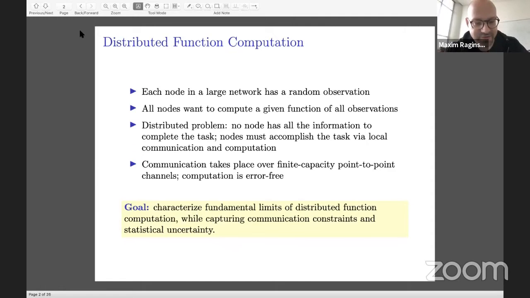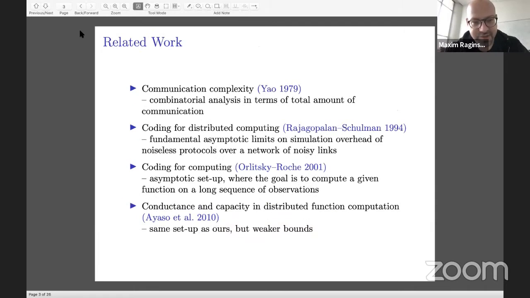So our goal is to characterize fundamental limits of distributed function computation, taking into account constraints on communication and also statistical uncertainty. So let's first give our dues to related work in computer science, starting with the groundbreaking work of Yao from the 1970s. There's a lot of work on communication complexity, which is mostly combinatorial and essentially counts bits that are exchanged among the nodes in some constrained scenario.